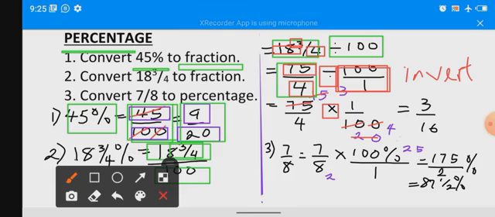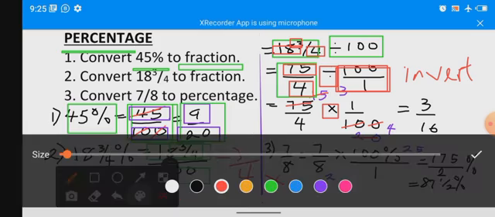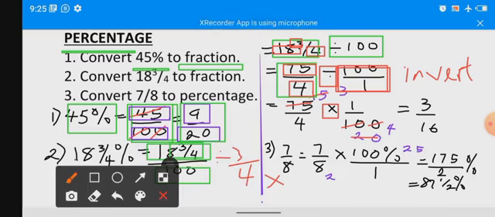So that is how you divide fractions. If there's a division, you change the division to multiplication by inverting the fraction. For example, divided by 3 over 4 becomes times 4 over 3. All right, having done that, you now multiply.